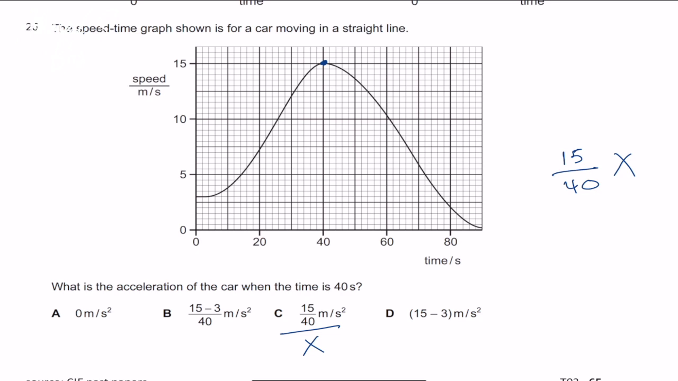As we mentioned in the second class, in these questions we need to draw the tangent. So if you draw the tangent clearly here, you will observe the slope of this tangent is 0. Once the slope is 0, it means the acceleration of the moving object is equal to the slope, so the acceleration is 0. So I'm going to go to option A. This is the correct one.